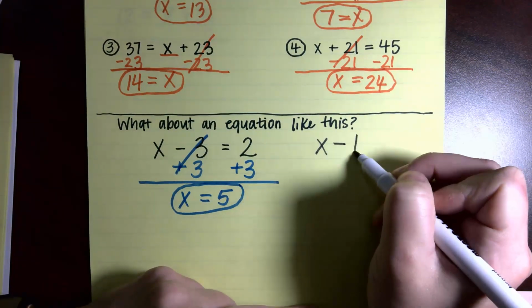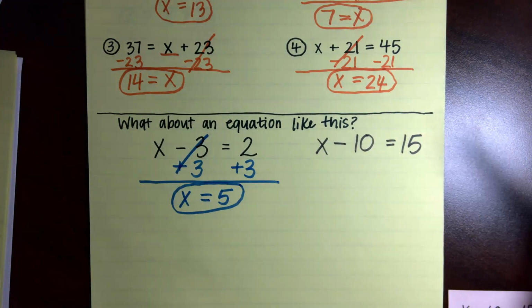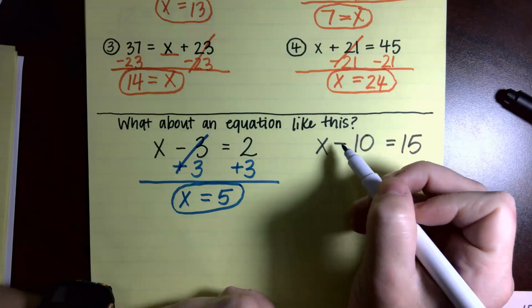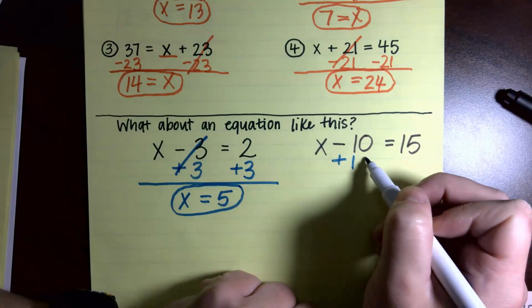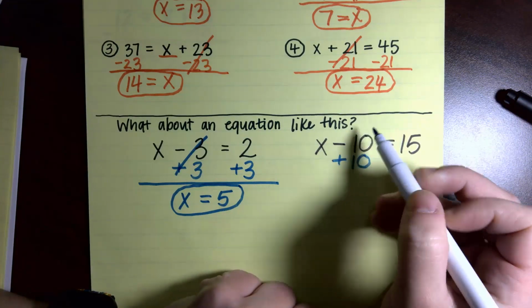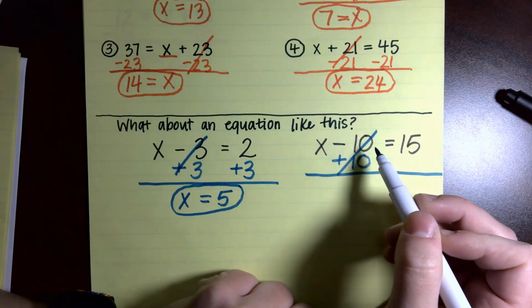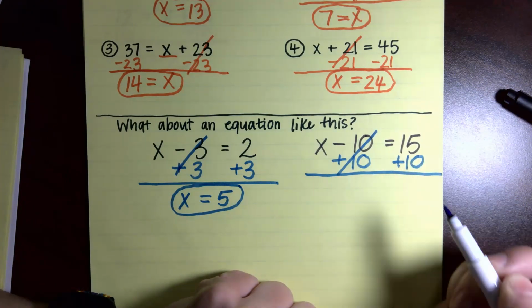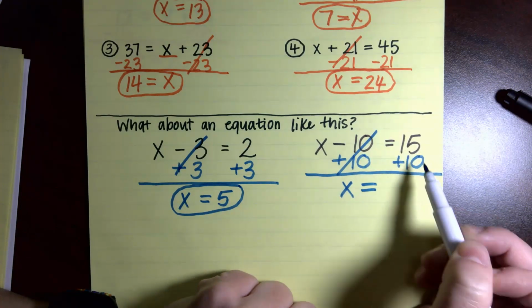x minus 10 equals 15. What would I do to figure out what x is? Add 10 to the cell. Yes, we need to add 10 because we have a negative 10 here, or a minus 10. In order to make that cancel out, we need to do the opposite and add it. Positive 10 and negative 10 cancel out. Whatever we do to one side of an equation, we have to do to the other. So we're going to add 10 to this side too. So now we have x equals, what's 15 plus 10?